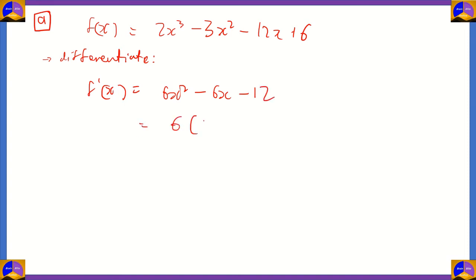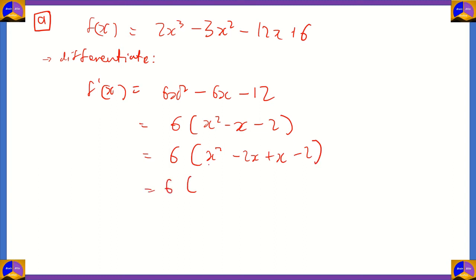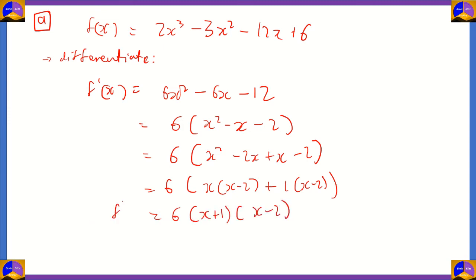So when you take 6 common, you get x squared minus x minus 2. So that is 6 times x squared minus 2x plus x minus 2. What you're essentially doing is splitting the middle term, so that is x into x minus 2 plus 1 into x minus 2. So basically 6 times x plus 1 times x minus 2 is the differential of the function f of x.